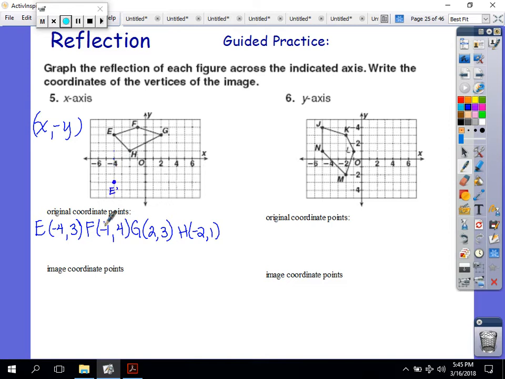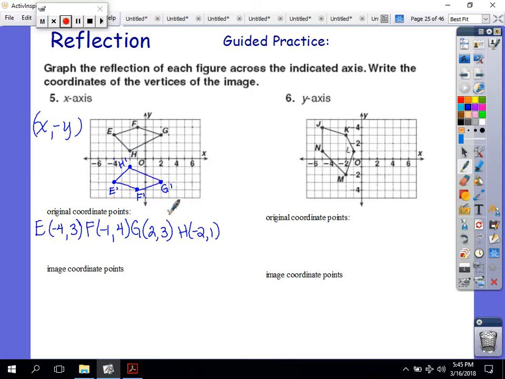Do the same thing with F. Count to the x-axis, because that's the one we're reflecting over. 1, 2, 3, 4. And do the same amount in the opposite direction. 1, 2, 3, 4. Draw your point, label it F prime. G is 3 spaces away from the x-axis, so 3 spaces in the other direction. G prime. And H, 1 hop to the x-axis and 1 hop away. Label it H prime. Connect our points.